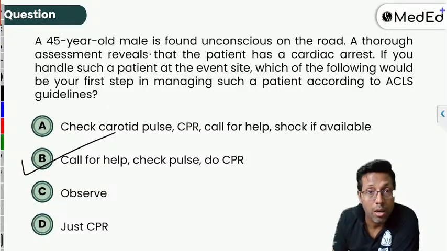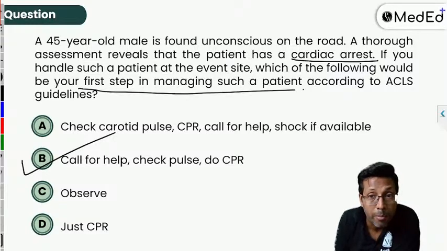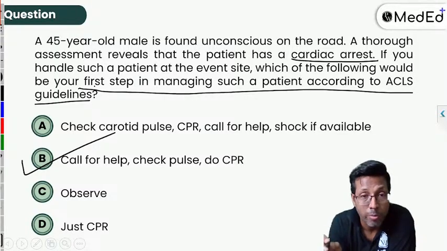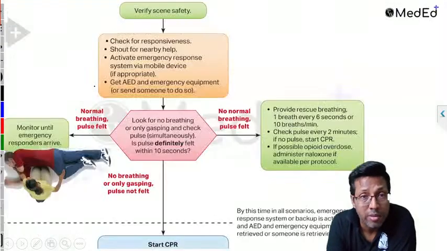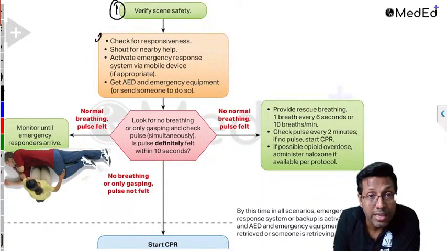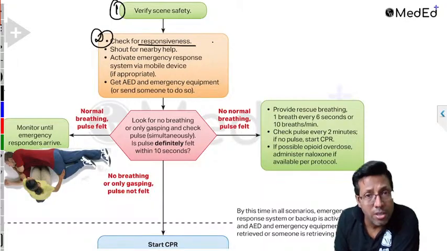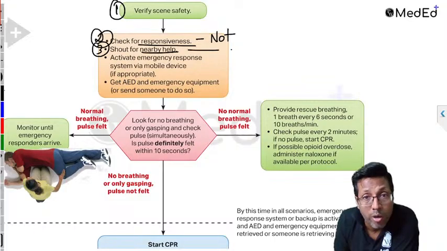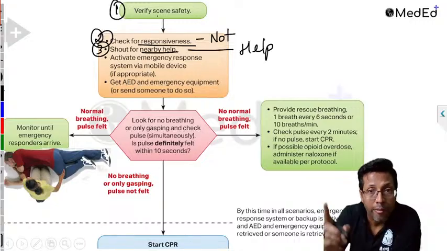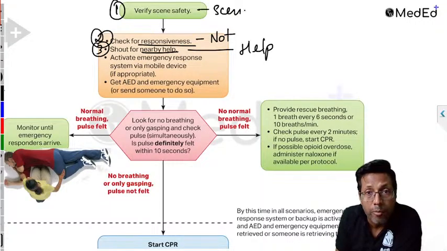Okay. So a patient has cardiac arrest. They have asked what is going to be your first step in managing a patient according to the ACLS guidelines. They have not mentioned anything else. Remember, just based on what has been given, the first step always is scene safety, that everything is okay. The second step is check for response. If the patient is responding, things are fine. If the patient is not responding, remember the third step immediately is call for help. Till now, you have not checked for the pulse and breath.